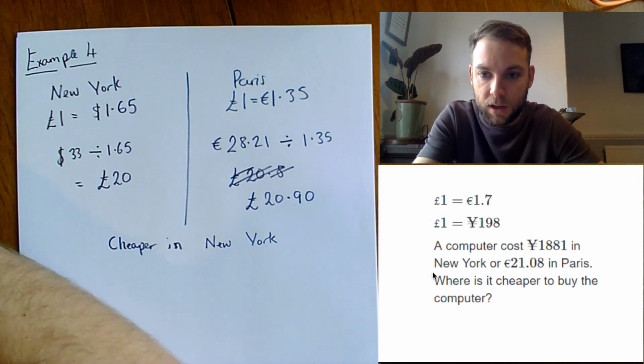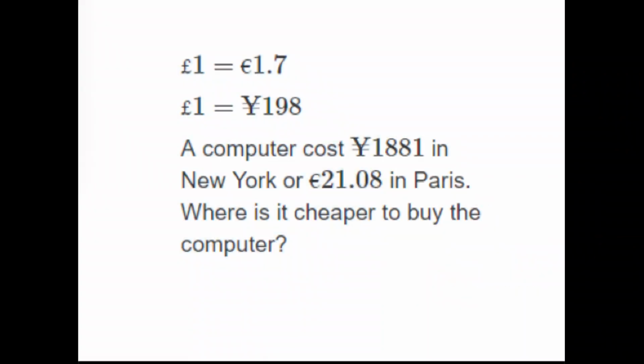this question. What I'm going to suggest is that you pause this now, have a go at this one yourself. Don't be put off by that weird symbol. That is the price of a computer. It says New York here, but actually I think that should be China. But it's just a conversion rate. Do not be scared by that. It's exactly the same. It's just a strange conversion rate, so don't be put off by that.